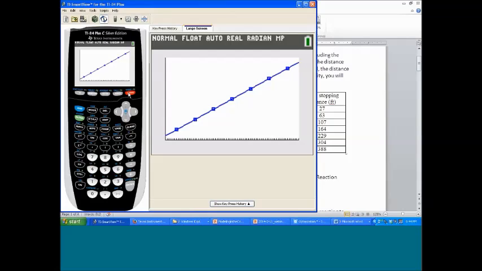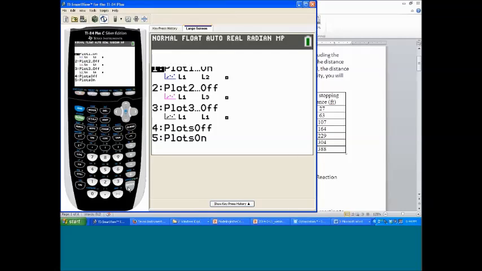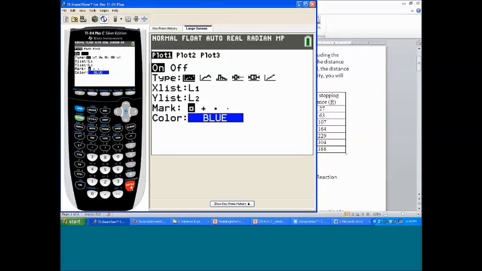The next part of the problem, I'm going to turn off my plot 1, and I'm going to turn on my plot 2.